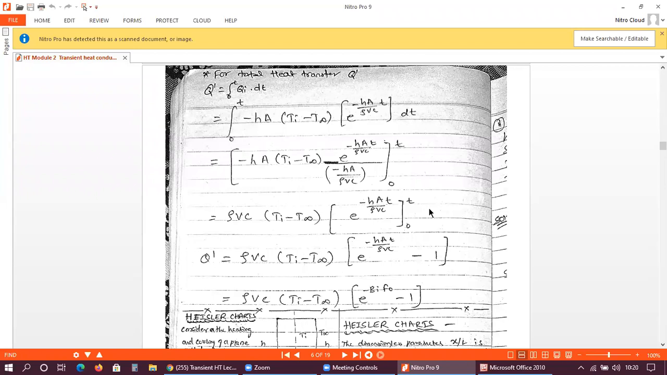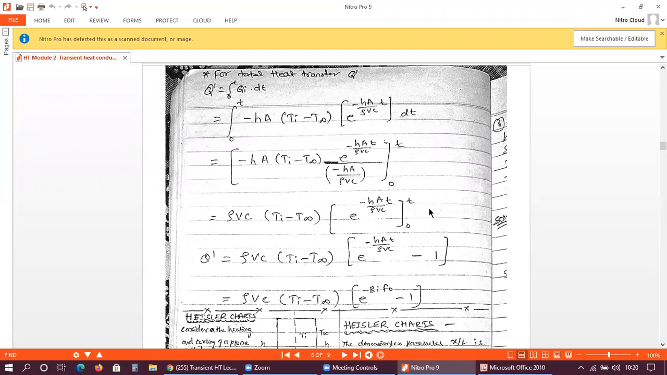Let me tell you one more thing. I want to introduce this for those who are attending for the first time. In transient heat transfer, what happens? The temperature distribution within the body will change with respect to time. It is not as in the case of steady state. In steady state, the temperature will remain constant irrespective of time. Whereas in transient heat transfer, the temperature will change with respect to time.